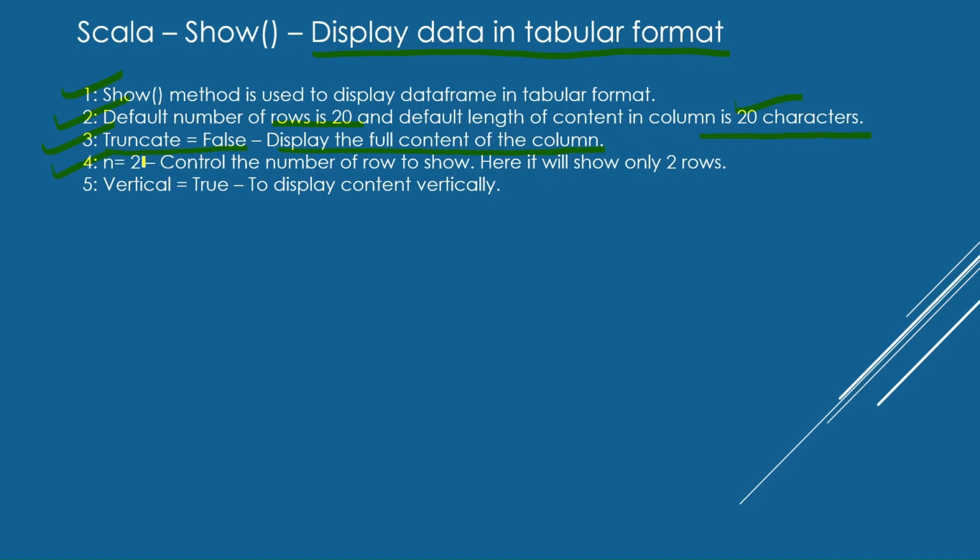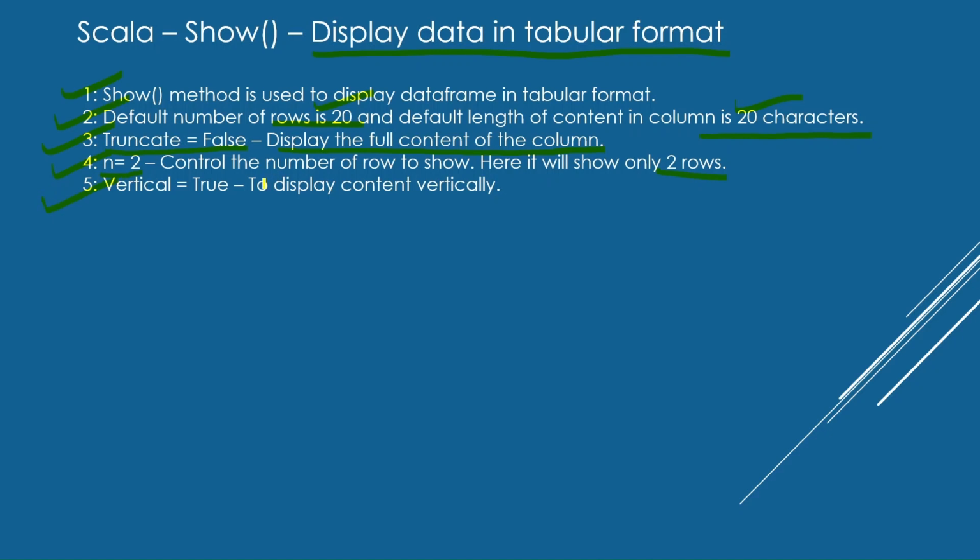n is equal to 2, or n is equal to whatever number we want, controls the number of rows to show. Here it will only show 2 rows. By default, only 20 rows will be visible whenever we use the show function. If we want to control the number of rows we want to display, then we need to give n is equal to whatever number of rows we want to show. Here it is 2, that's why only 2 rows will be visible. If we want to show 1000 records, we need to put n is equal to 1000. In that way, Spark will show 1000 records.